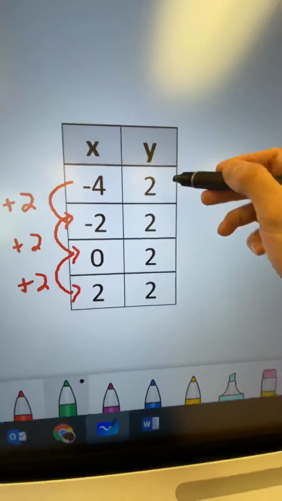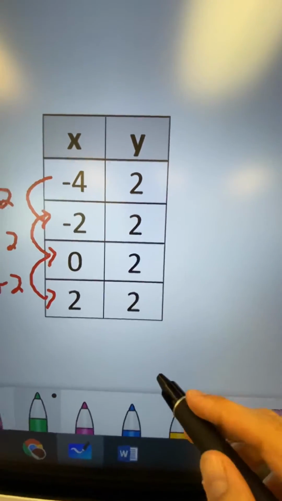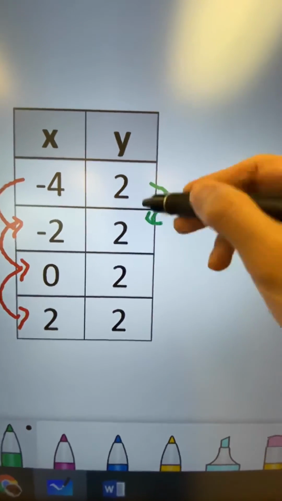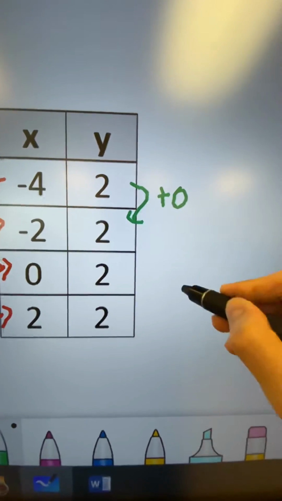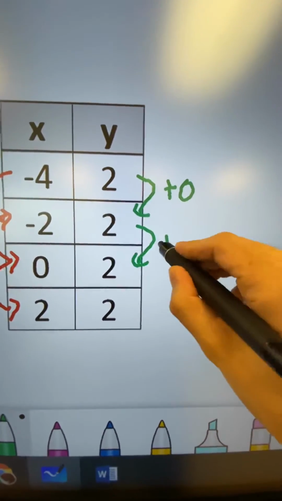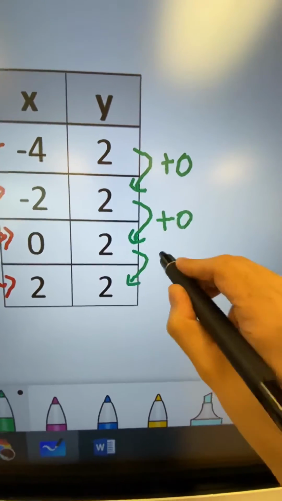Now we're going to repeat the same thing for the y values. What is it changing by? And you'll notice that in this example, from here to here, there was no change. So we can say that it increased by 0, no change. And then that repeats, right? Every single time, it doesn't change at all.